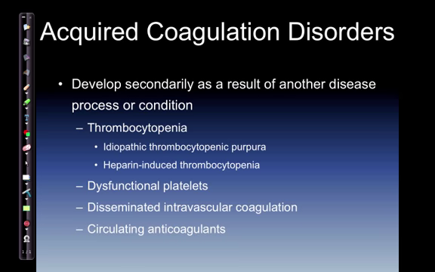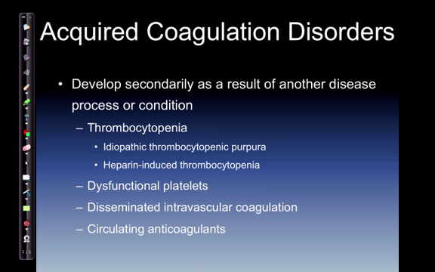Acquired coagulation disorders develop secondarily as a result of another disease process or condition. Examples of this: thrombocytopenia, which is a decreased level of circulating platelets. Idiopathic thrombocytopenic purpura. The body's immune system is triggered to develop an antibody to its own platelets, so it starts attacking itself, usually through an infection or some other attack to the immune system.